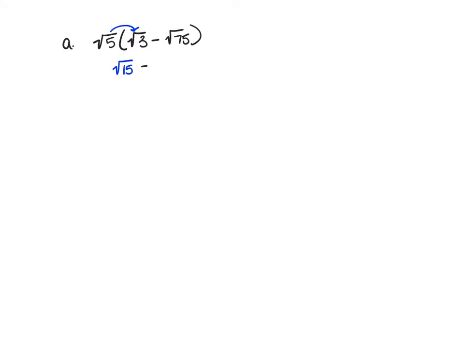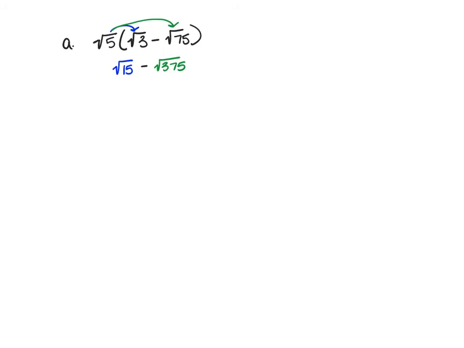And then I have root 5 times root 75. That's going to give me root 375. So now I have to see if I can get these roots to match. So root 15 cannot be simplified because the only way to get 15 is 1 times 15 and 5 times 3. But the 375, we're going to see if we can simplify that into something that will end up with a root 15.